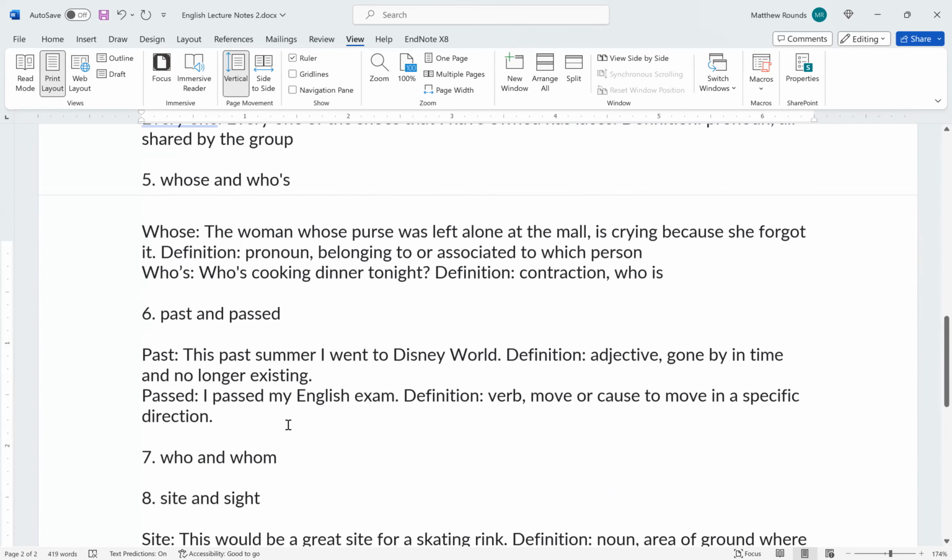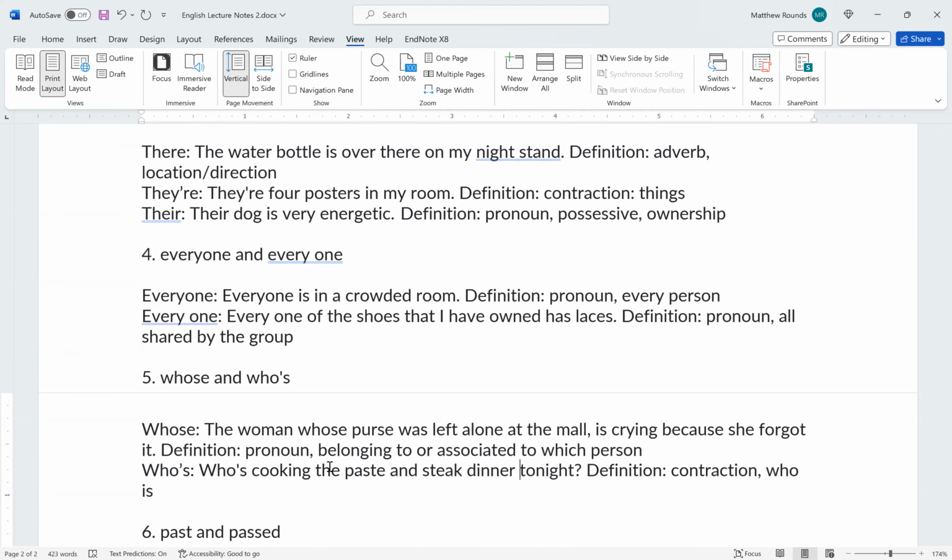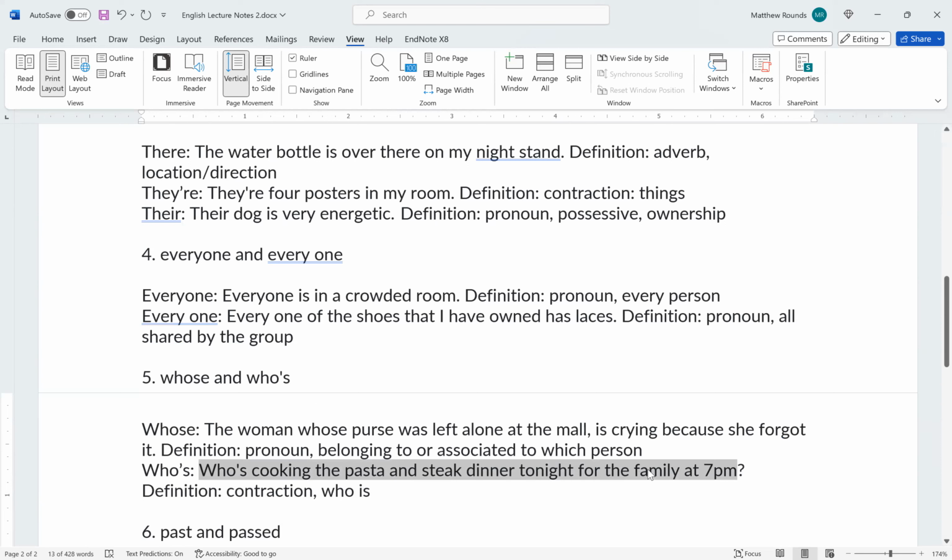If I could just get to where: who is cooking the pasta and steak dinner tonight for the family at 7 p.m.? This year we're adding information to it. Yes. What you added is more like another clause, but it's not really part of the sentence. It's like another thought, whereas the way I've written it here is a single thought. Who's cooking the pasta and steak dinner tonight for the family at 7 p.m.?